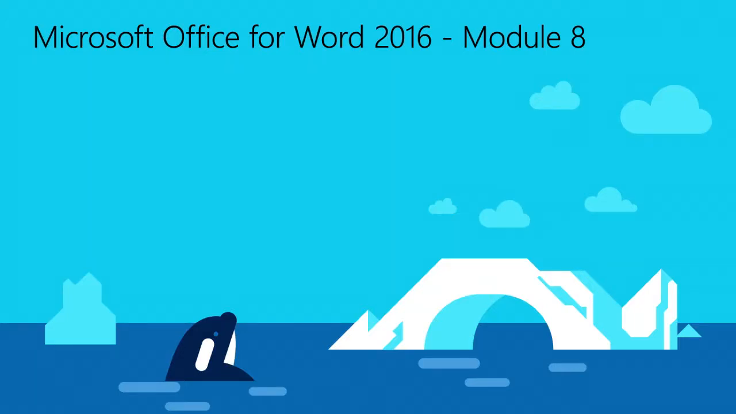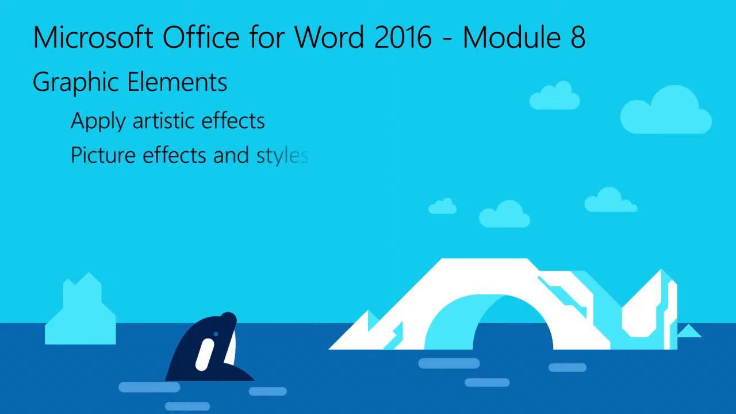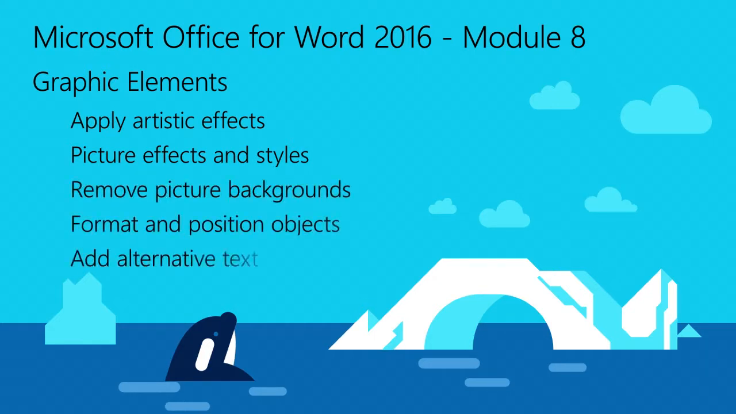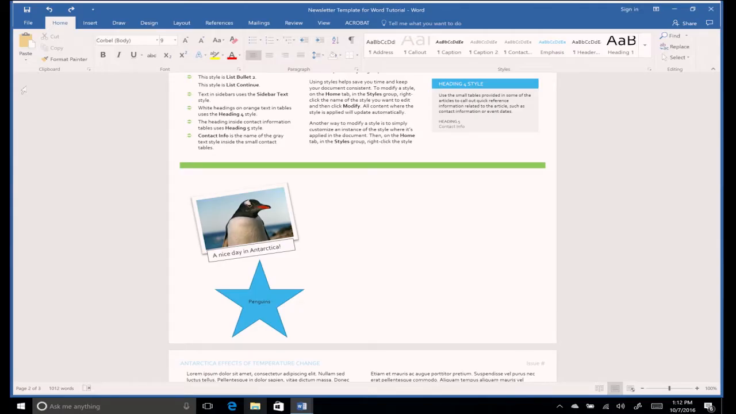Welcome to Module 8 for Word 2016. In this module, you will learn how to format graphic elements by applying artistic effects, picture effects and styles, removing picture backgrounds, formatting and positioning objects, and adding alternative text. Formatting graphic elements is a great way to customize their look and feel.